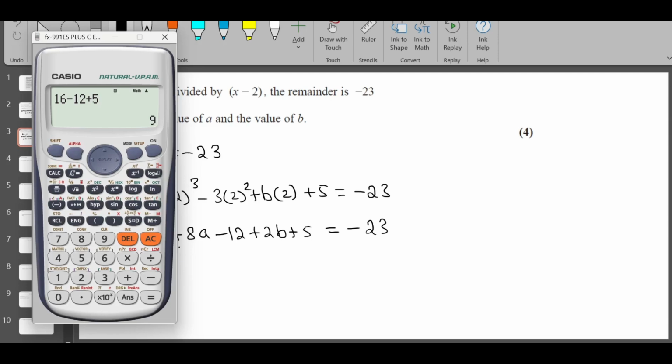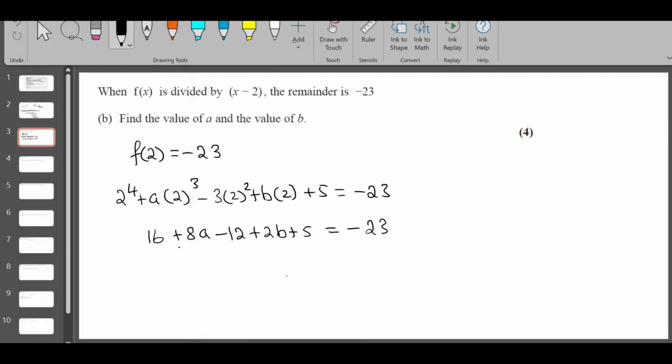16 minus 12 is 4, plus 5 is 9, goes to the other side. Minus 9, it becomes minus 32. 8a plus 2b is minus 32. Divide through by 2. You're going to get 4a plus b is minus 16. Take it as equation 2.